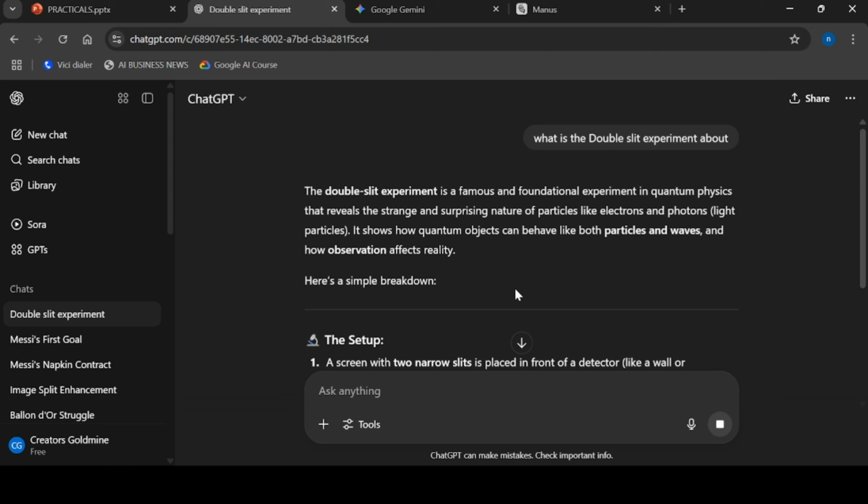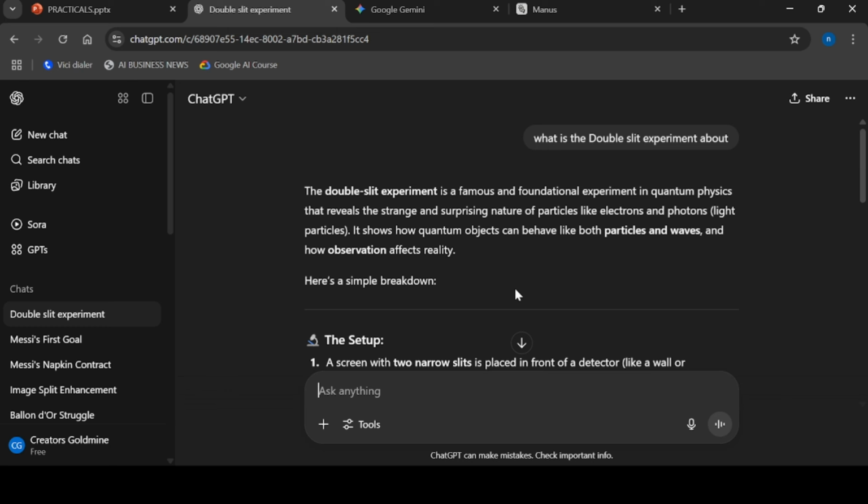What is the double slit experiment about? Okay, so now here's what we have here. The double slit experiment is a famous and foundational experiment in quantum physics that reveals the strange and surprising nature of particles like electrons, photons, light particles. It shows how quantum objects can behave like both particles and waves, and how observation affects reality.